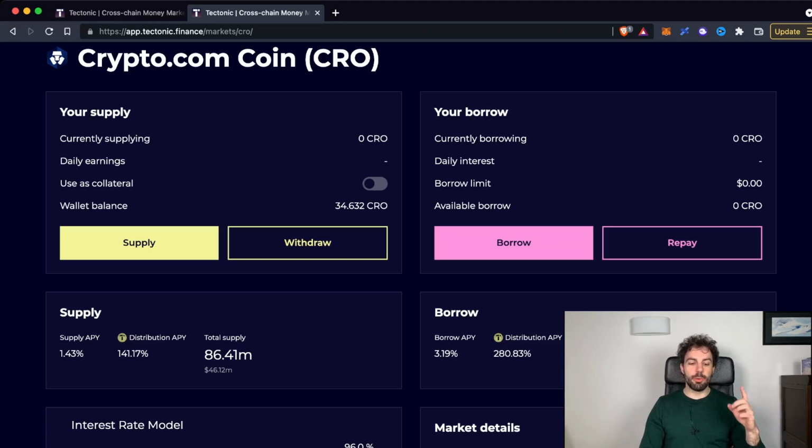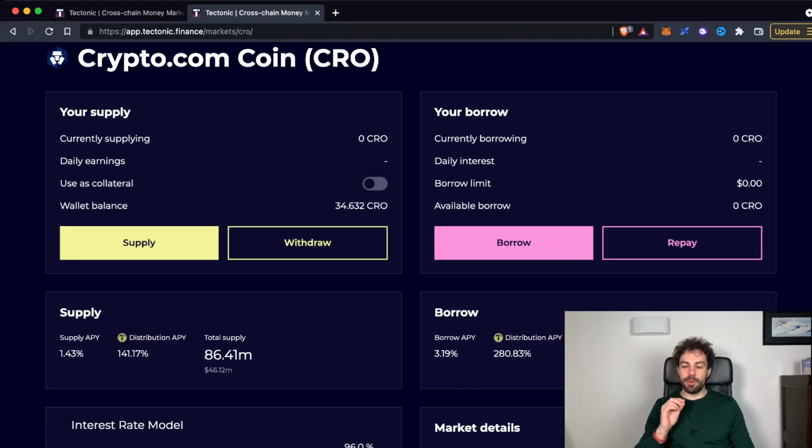On the other side, we have the distribution APY. The distribution APY is the one we were talking about just yesterday, and I was telling you that the Tectonic platform will incentivize with a really high amount of tonic tokens, the token of the Tectonic platform, in order to incentivize people to provide, and not only to provide, because as you can see here, there is also a distribution APY when you are borrowing. So they are really incentivizing people to use the platform, no matter what, whether you want to just supply assets or you want to borrow.